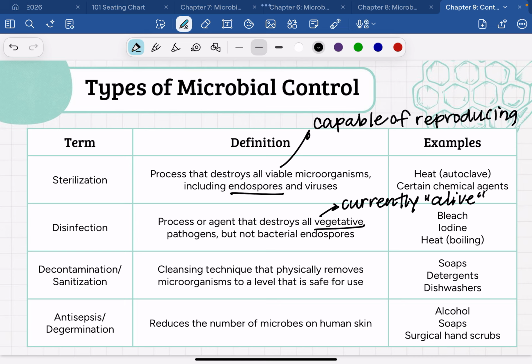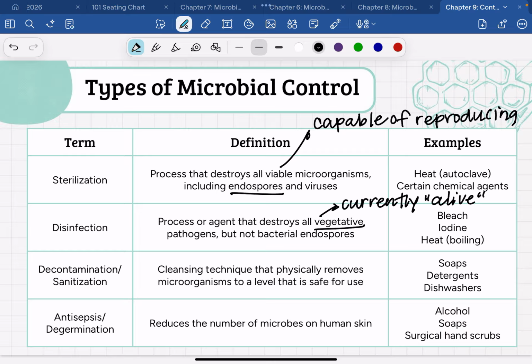So disinfection is killing basically everything that's alive, but not necessarily killing bacterial endospores. And there are a couple of examples of this. Again, we'll talk more about this later, but things like bleach and iodine, and heat, like regular boiling, not an autoclave, will disinfect. So this is mostly what we're doing at home. At home, I can't really think of a situation where in your own house, you're actually sterilizing something. There might be some examples, but for the most part, you're disinfecting.